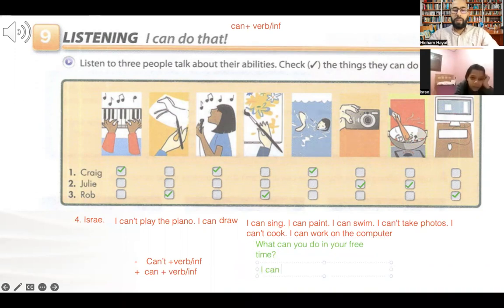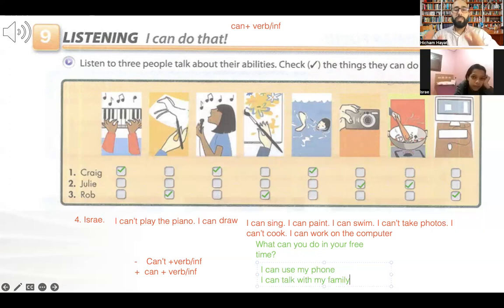Okay, I can say I can use my phone, all right? Not watch, because if you watch, you just watch it. But use is to use your phone. I can use my phone. I can talk with my family, all right?